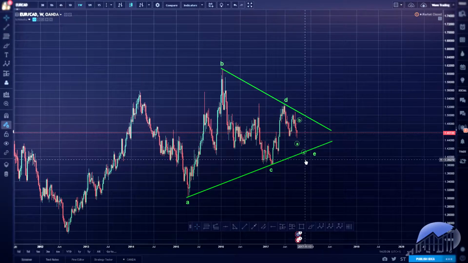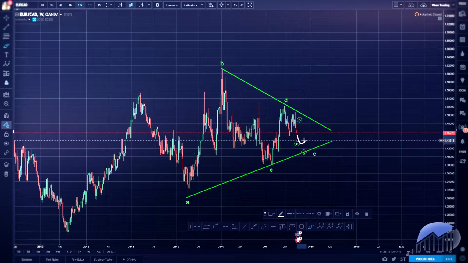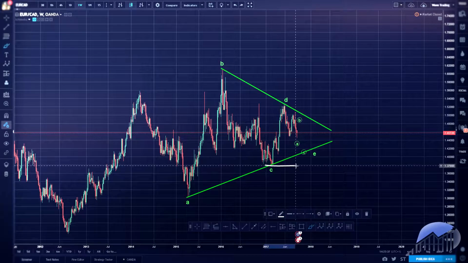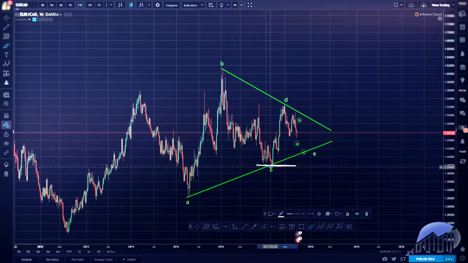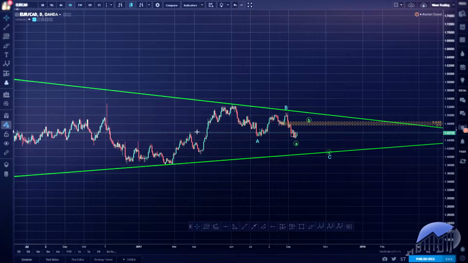Of course it could terminate before. Sometimes wave Es do that and just come down to around this kind of level and then go. However, the bottom trend line is what we're looking at. Invalidation point would be this low here. So let's go down to a daily.